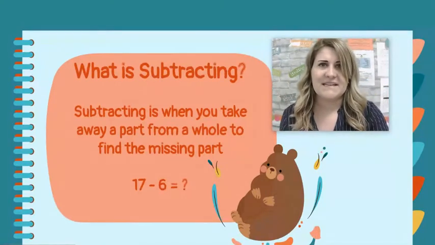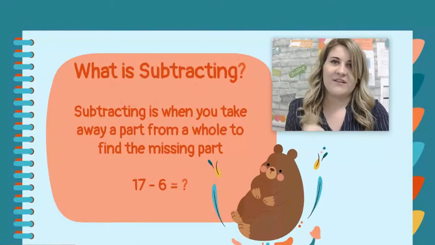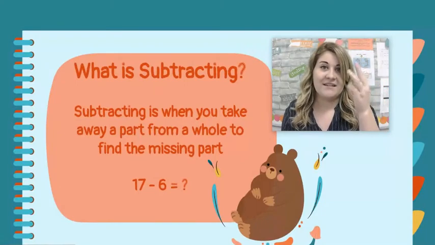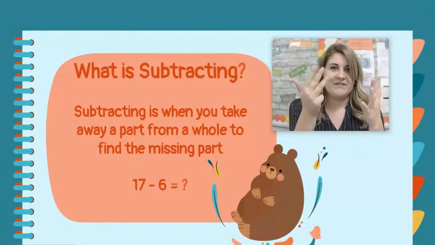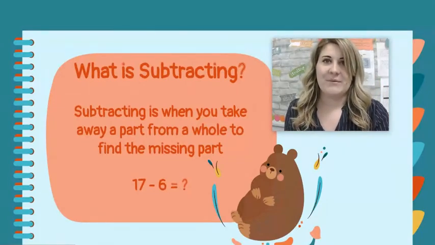So here we have 17 minus 6. We would put 6 in our heads and count up to 17 to find the missing part. So if we put 6 in our heads and count up 6, 7, 8, 9, 10, 11, 12, 13, 14, 15, 16, 17. That would give us 11, okay? That would be our missing part here.